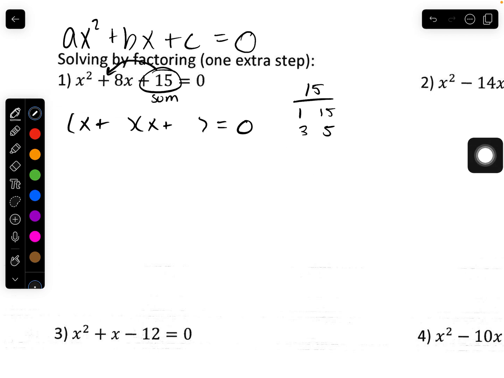3 plus 5 is 8. And there we have it. So x squared plus 8x plus 15 equals 0 factors to x plus 3 times x plus 5. We are still equal to 0.